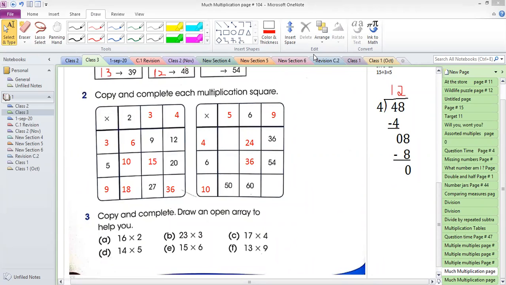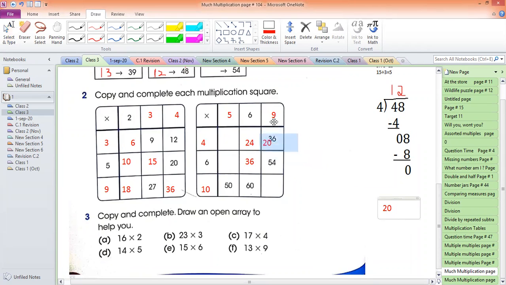Is that clear? Yes. All right. So 10 multiplied by 6 equals to 60. Now you can complete it. 4 multiplied by 5 equals to 20. 6 multiplied by 5 equals to 30. And 10 multiplied by 9 equals to? 90.